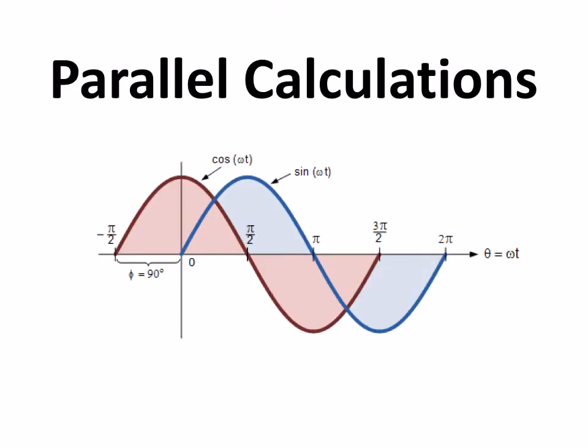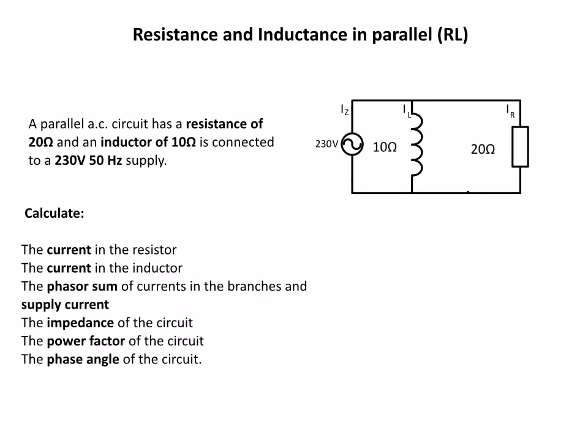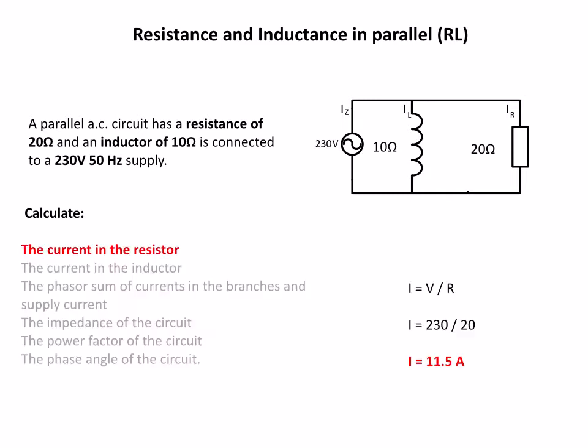This is video 7 in the AC theory unit, and we're going to look at parallel calculations. Now here we've got a parallel circuit with an inductor in parallel with a resistor across a 230 volt supply. And we're going to find the currents in the inductor and the resistor and the phasor sum of those currents.